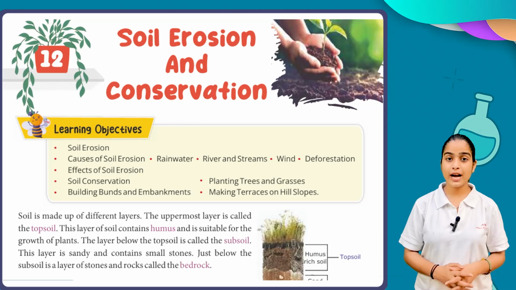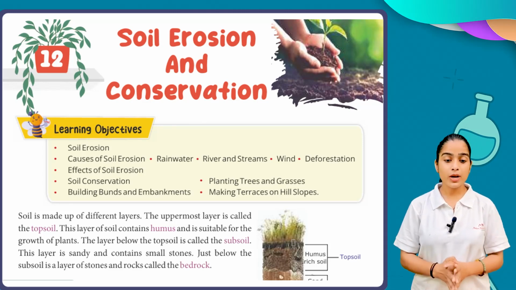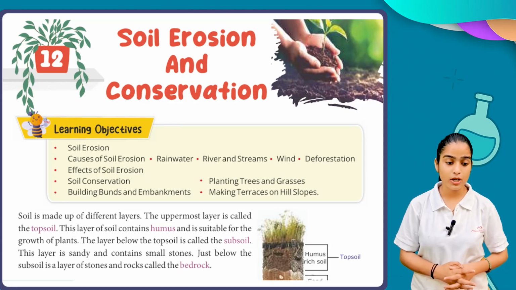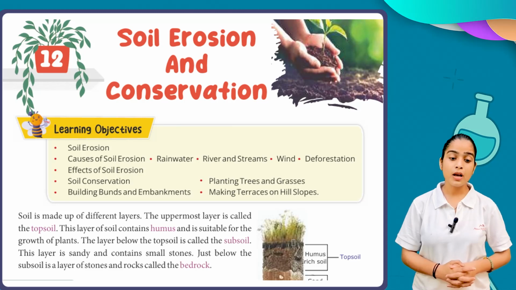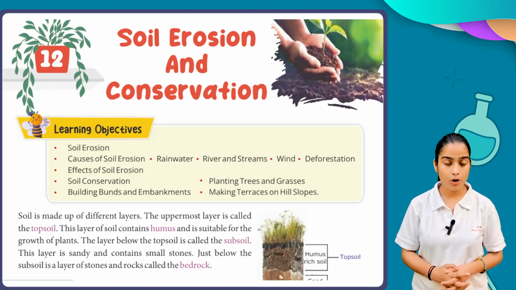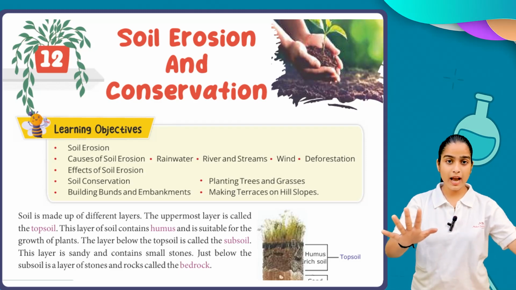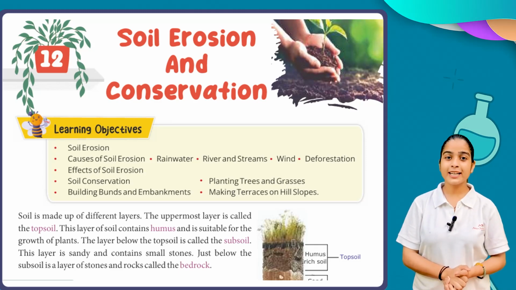First of all, we have to understand soil erosion, then the causes of soil erosion: rainwater, rivers and streams, wind, deforestation. Then the effects of soil erosion and soil conservation: planting trees and grasses, building bunds and embankments, making terraces on hill slopes. These are the learning objectives we have in this chapter. So before getting late, let's get started.